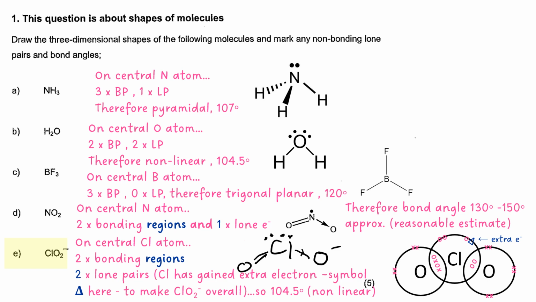Now in shape theory, you can actually say that a double bond could be considered a bonding pair. But in actual fact, there are 2 pairs of electrons there clearly. So that's why sometimes we call it a bonding region rather than a bonding pair. So I'm going to talk about a bonding region as either a single or a double bond. So 2 bonding regions, 2 lone pairs, and I'm going to put in my extra electron here so you can see clearly where it's gone.